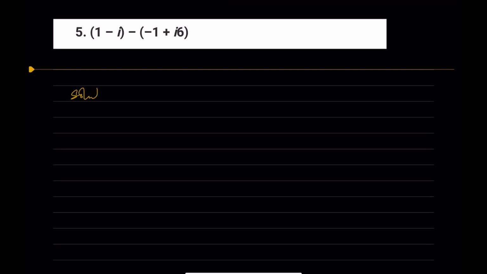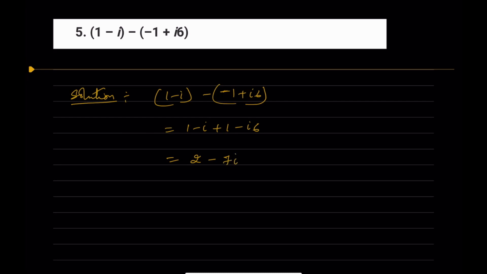Here you are having 1 minus i minus of minus 1 plus 6i, which is equal to 1 minus i plus 1 minus 6i, which is equal to 2 minus 7i. Because the i coefficient is 1, you will take it as 1, and therefore here you will write 2 minus 7i. The like terms you are going to add.